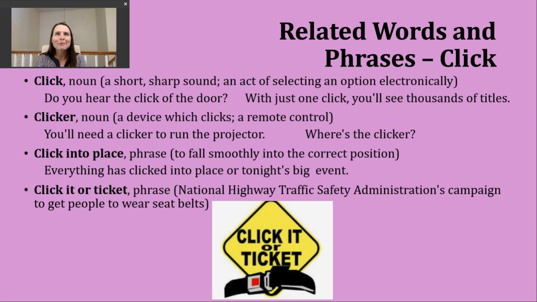That sharp, short sound. A second way we can use the noun click is to refer to that action of selecting an option electronically. So either using a mouse, maybe using our finger if it's a touch screen. So an example of this. With just one click, you'll see thousands of titles. So here, maybe this is a library, maybe it's a streaming service, but what they're trying to suggest is you're going to have all these things you can see after just doing this action once.